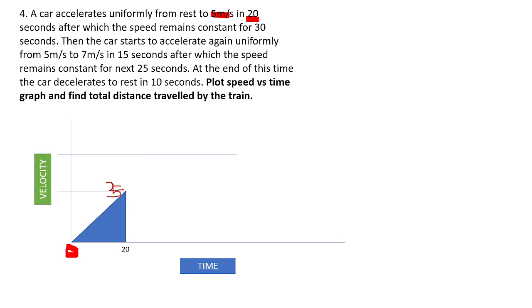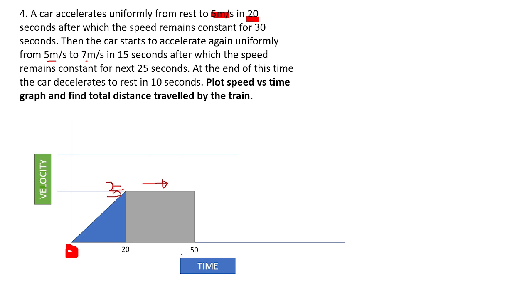Then after which, there is no increase in speed. It remains constant, so the acceleration is 0 here. There's no increase of speed. Still, it's 5 meters per second. Then the car starts to accelerate again, from 5 to 7 meters per second.